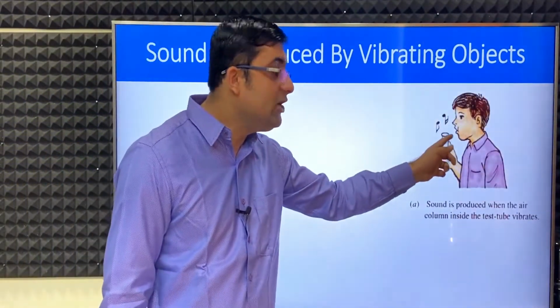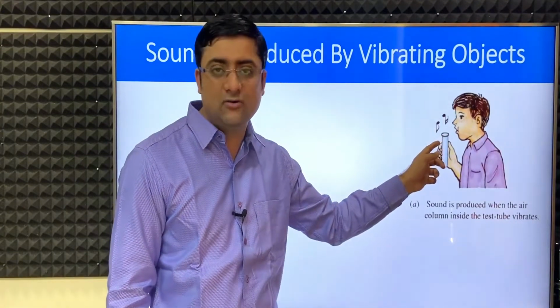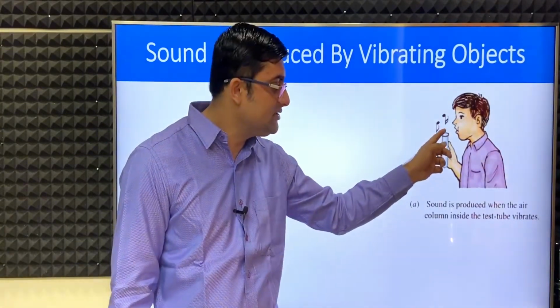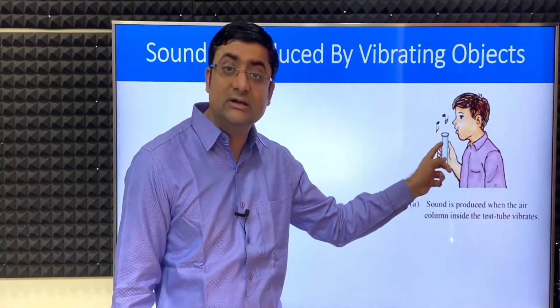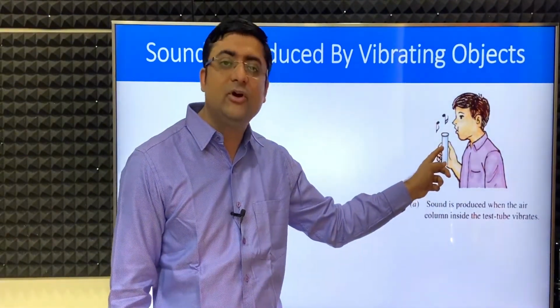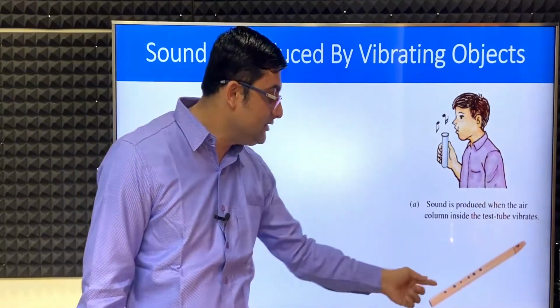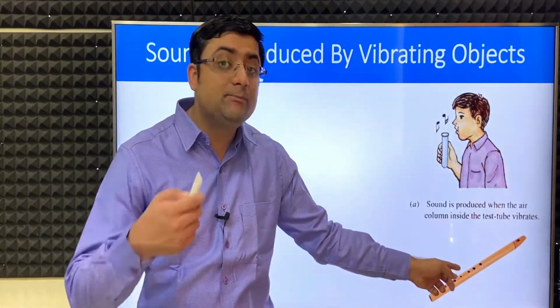When you blow into an empty test tube, again a sound is produced. So how does this work? See, what is there inside the test tube? Air is there. So when you're blowing the air over here, the air starts vibrating, because of which sound is produced. Similarly, this over here is a flute, also known as a bansuri in Hindi.